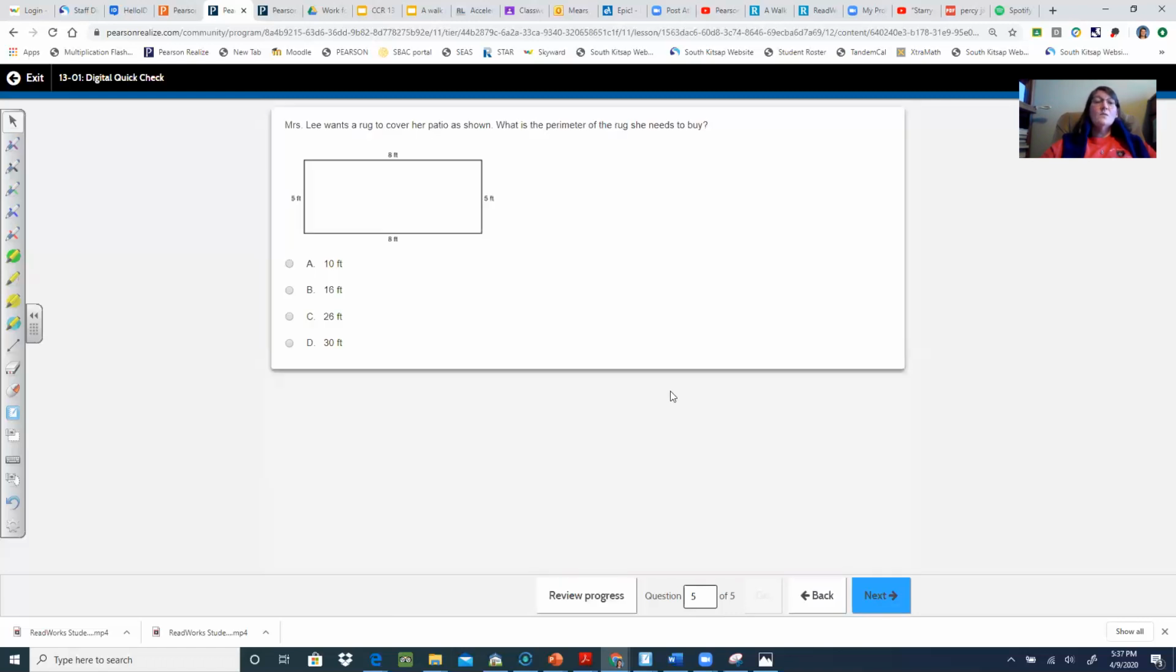Okay, number 5, last one. Mr. Lee wants a rug to cover, oh, that's Mrs. Lee. Mrs. Lee wants a rug to cover her patio as shown. What is the perimeter of the rug she needs to buy? So it's kind of blurry. I'm hoping that says 8. So you want 8 plus 5 plus 8 plus 5. You could do 5 plus 5 and 8 plus 8, or you could stack them and add them. Don't just wild guess it.